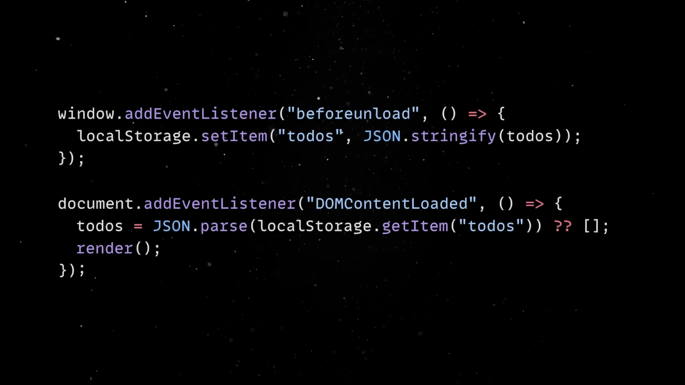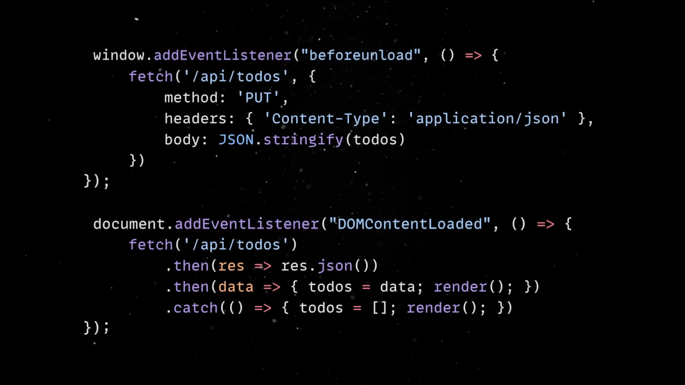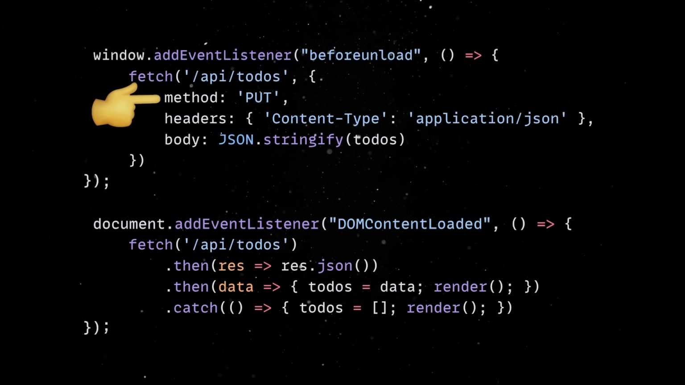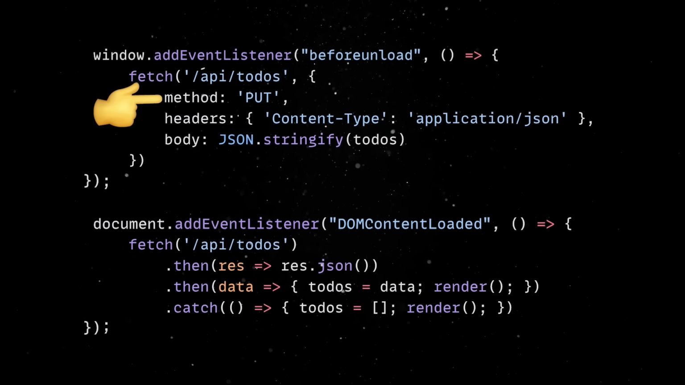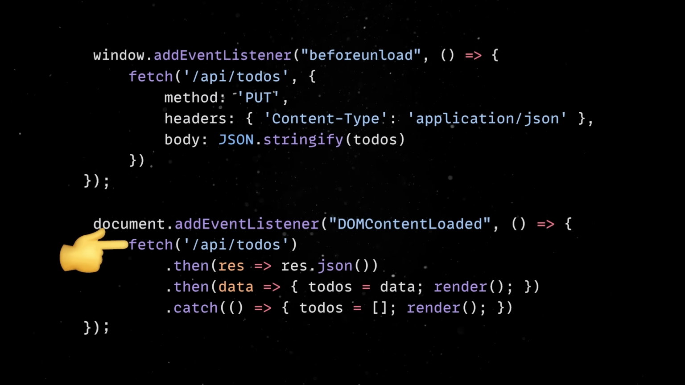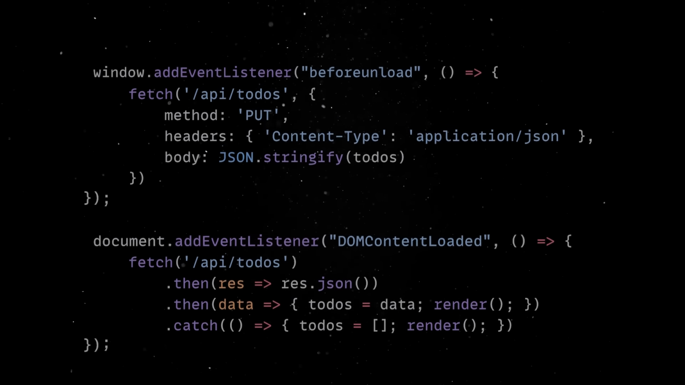To do so, we can simply replace our local storage calls with fetch API calls, which will trigger a sync request to the server. When the user exits the page, we'll send a PUT request with the data to a server URL. When the page is opened, a GET request is sent to the server to retrieve and populate the to-dos. This is an interesting use case to analyze in our browser server diagram.